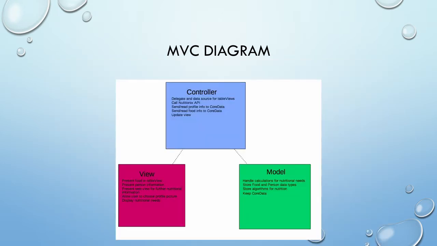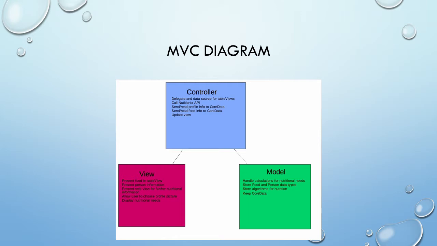So here's a look at the basic MVC diagram of the app. You see in the center is the controller, and that contains the delegate and data source for all of the table views. It also contains the information that's needed in order to call the API to get all of the food nutritional information. It also handles sending and reading profile information to and from core data. It'll also update the view.